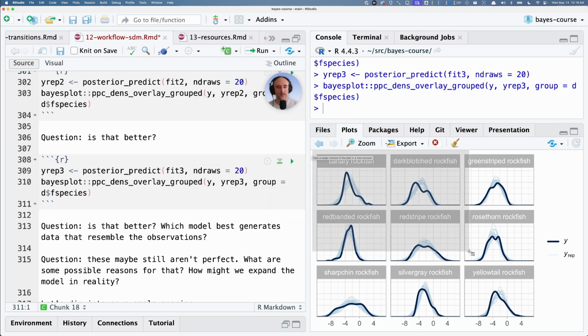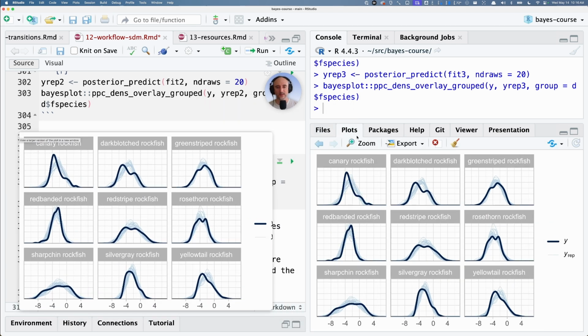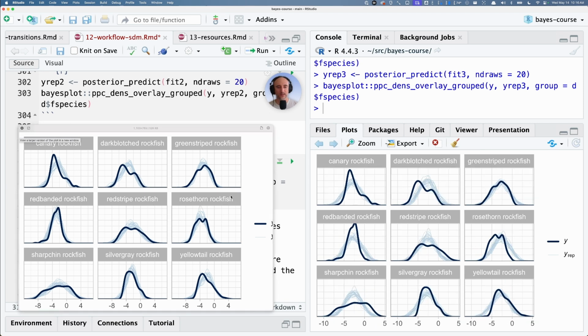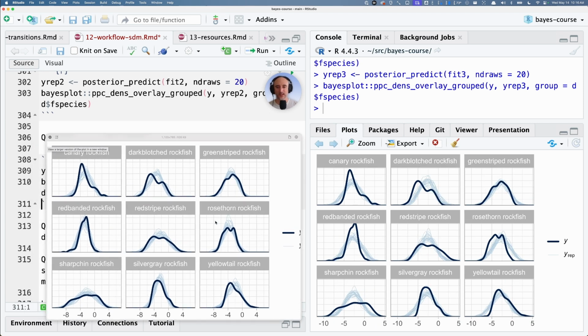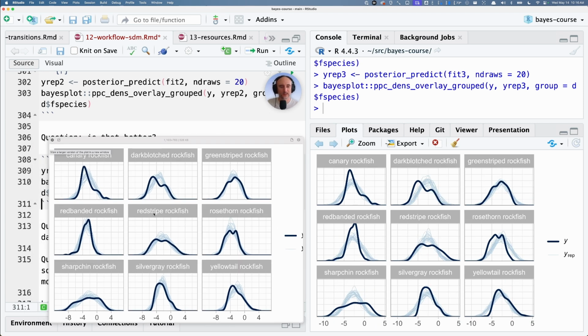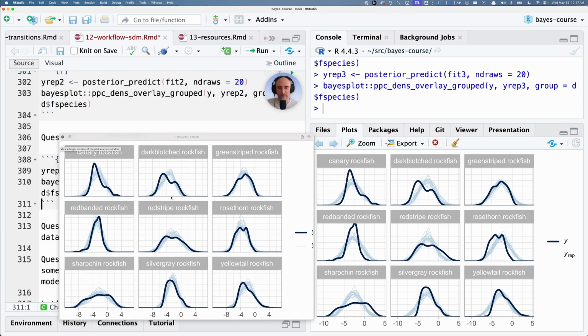So this is considerably better. Let's go back. So the original one is on the right. On the left is our third model. I'd say we're getting into acceptable territory now. There are still some slight deviations, but they generally are plausibly from the same distribution of our simulated values and our observed values. It's not unexpected that they don't fit perfectly.